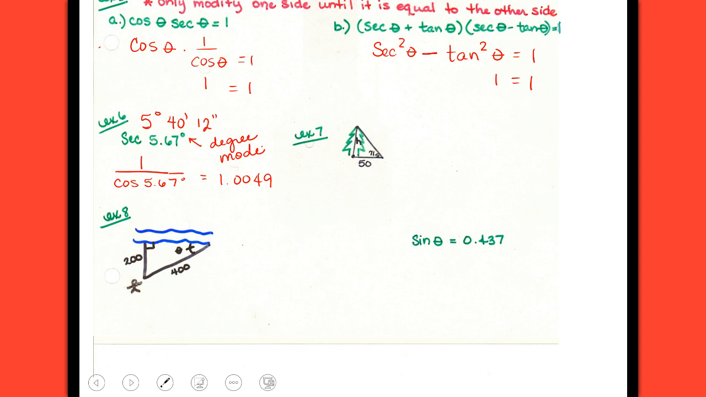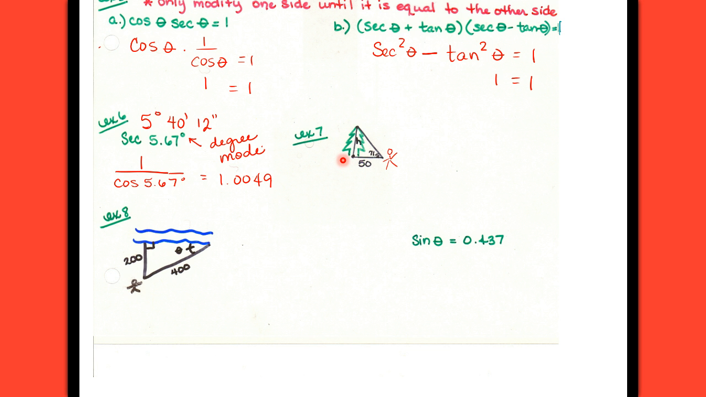So we've got our happy little surveyor. That's sad, I know. But we've got our happy little surveyor. He is 50 feet away from the base of the tree, and he has to look up at an angle of elevation of 71.5 degrees to see the top of that tree. So from that, they want us to figure out the height of the tree.